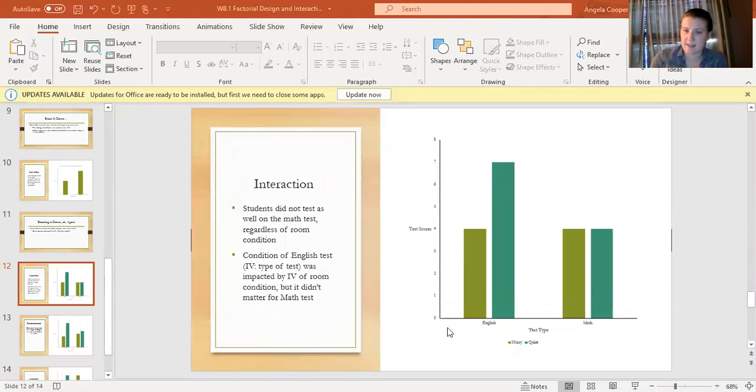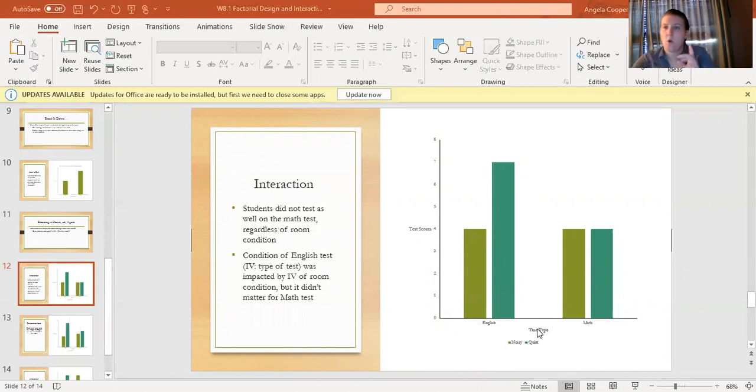So we have the test type of English and math, and we have, again, the room condition of noisy and quiet. We'll see that the noisy condition pretty much scored the same in both. For the English test and the math test, the noisy condition stayed right at 4. That didn't change. However, when we look at the quiet condition, the blue bar, we'll see that when the room was quiet, the English test takers scored a lot higher than the math.